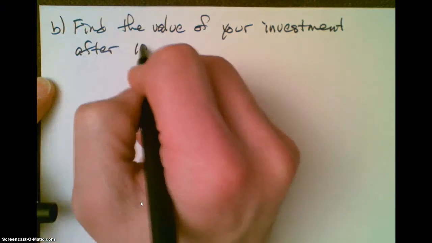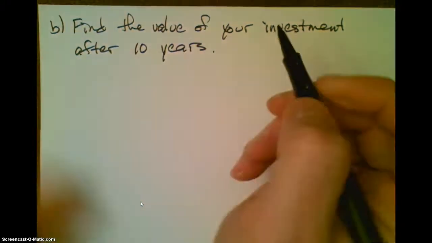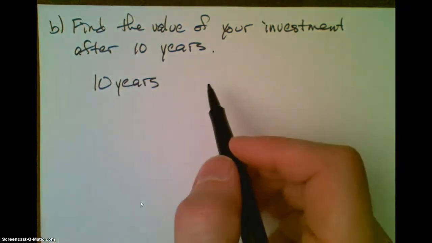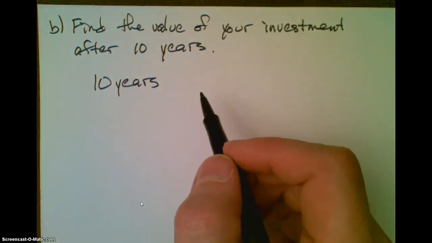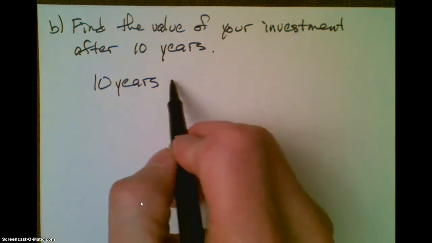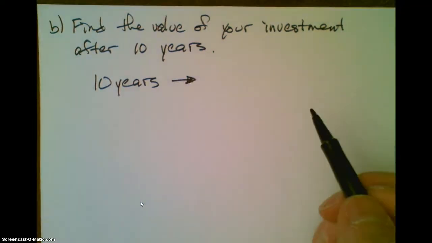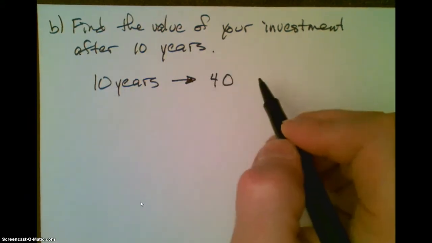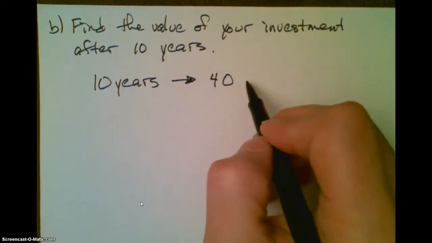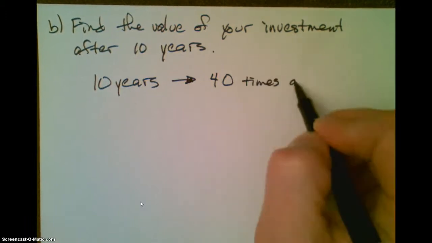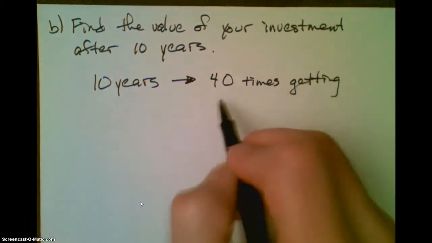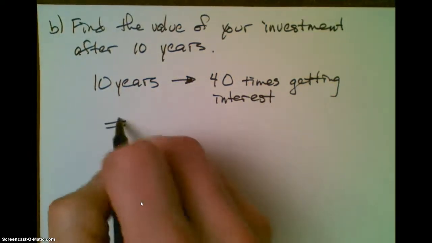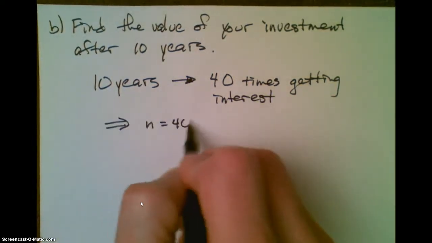after 10 years. So for 10 years, if we're compounding every quarter, so every 3 months, so 4 times a year, how many times will we be compounding our interest in 10 years? So 4 times per year for 10 years. That's 40 times getting interest. Okay, so that means, basically what that's telling us is that n is equal to 40.